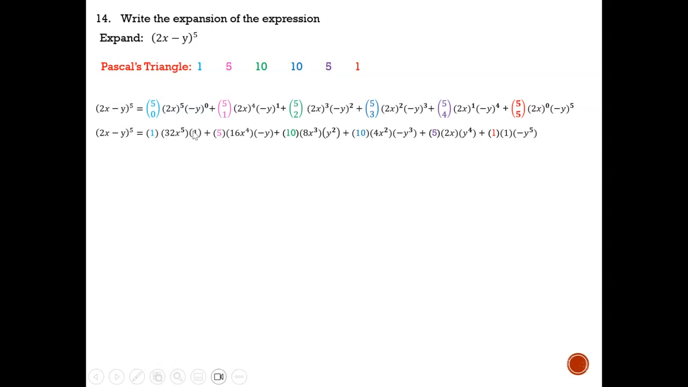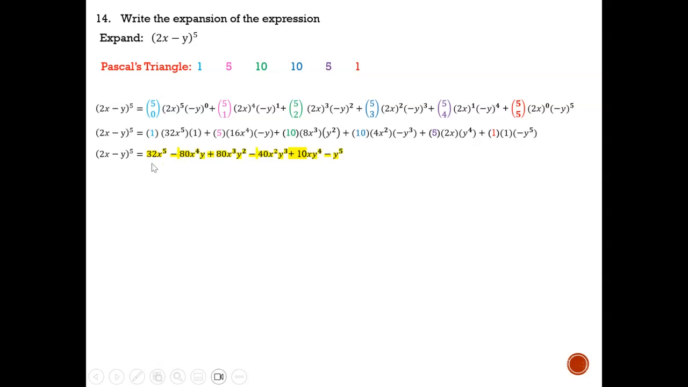Now, I will just multiply them out. 1 times 32x to the fifth power will give us 32x to the fifth power. And we multiply 5 times 16 times negative 1, which is going to give us negative 80x to the fourth y. 10 times 8 will give us 80x cubed y squared. 10 times 4 times negative 1 will give us negative 40x squared y cubed. 5 times 2 will give us 10, so it'll be 10x y to the fourth power. And 1 times negative y to the fifth will give us negative y to the fifth.